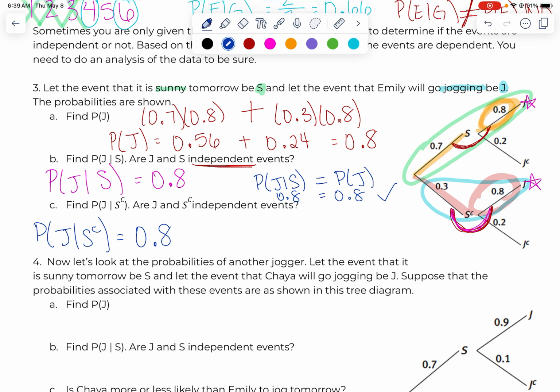So now we want to determine if they're independent. So the probability of J given S complement must equal the probability of J. So does 0.8 equal 0.8? The answer is yes, they are independent.